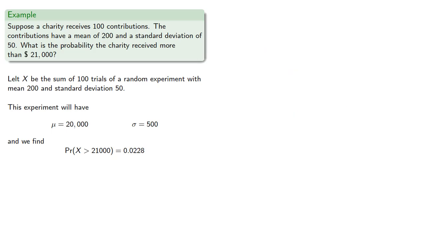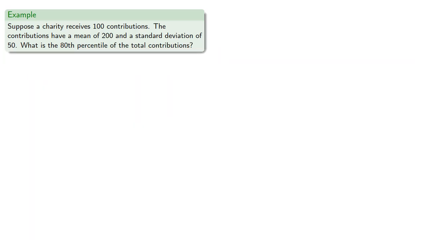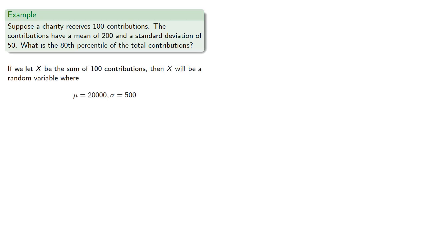Now, a useful way to study is to ask a different question. So let's use the same setup, but let's ask what the 80th percentile of the total contributions is. So again, if we let X be the sum of the 100 contributions, then X will be a random variable where we have a given mean and standard deviation.